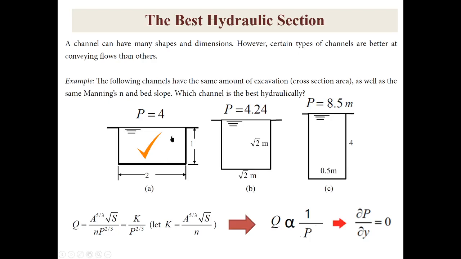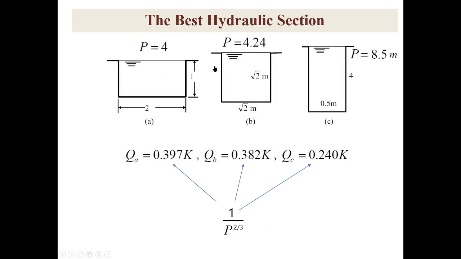Let's compare these three cross sections numerically. We know that Q equals K over P to the power of 2/3. And we know K is the multiplication of A to the power of 5/3 times the square root of S divided by n. With respect to this information of this channel, we can calculate Q for A equals 0.4K, 0.38K for B, and Q equals 0.24K for the last cross section.